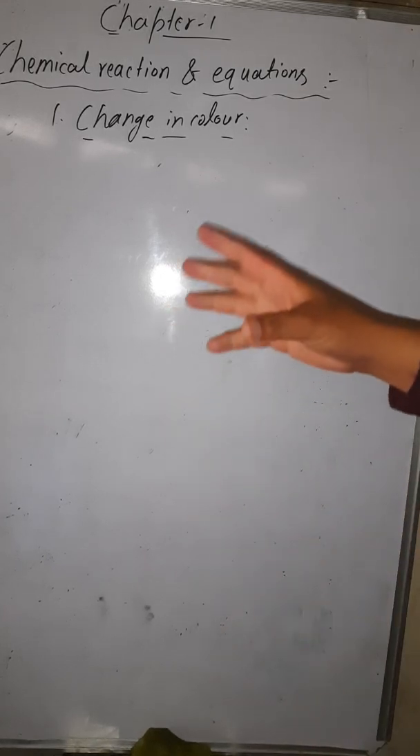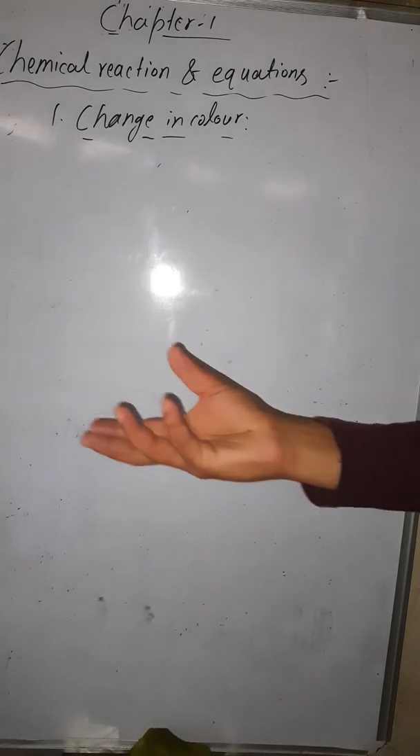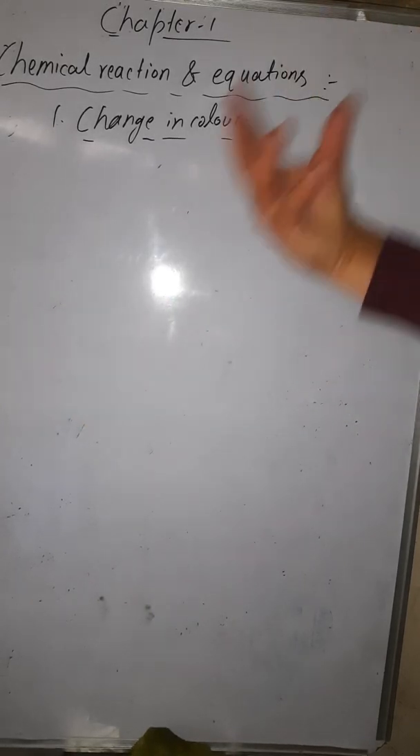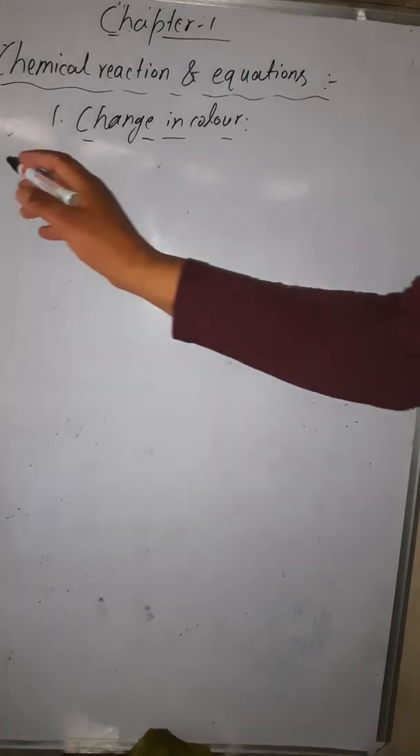Change in color means in some chemical reactions there is a change in color also. Not in all chemical reactions. In some chemical reactions you can see a change in color, but it is not in all the chemical reactions. Just remember it. So we will take some examples here.